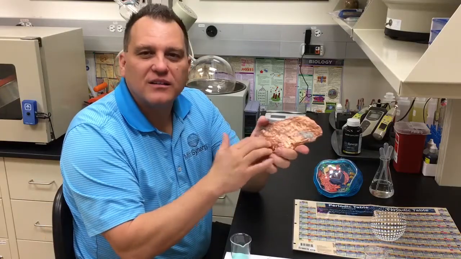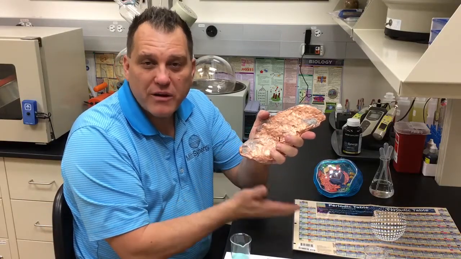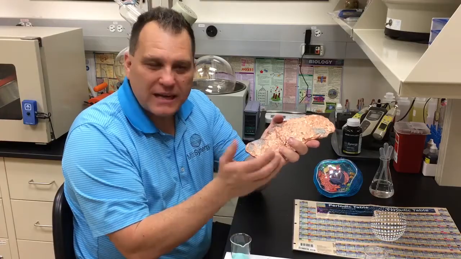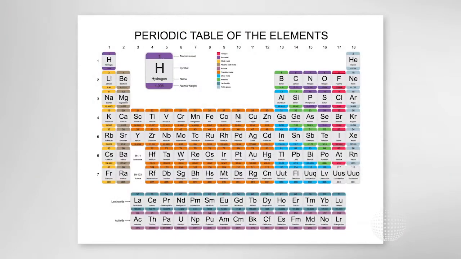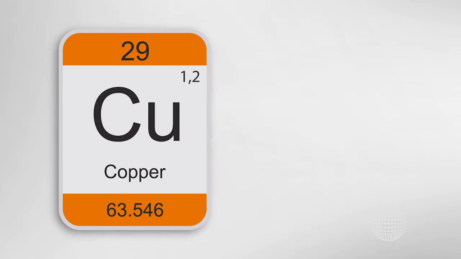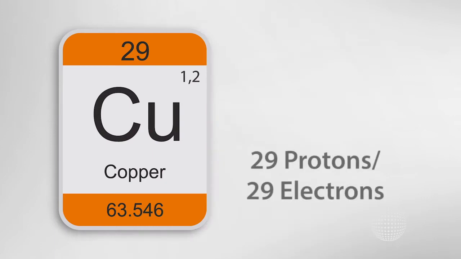Copper is a metal, and it's number 29 on the periodic table. So what does that mean? If you take a look at this wonderful chart we have, this is all of our elements. And copper is number 29. And that means for every atom of copper, there's 29 protons and 29 electrons.